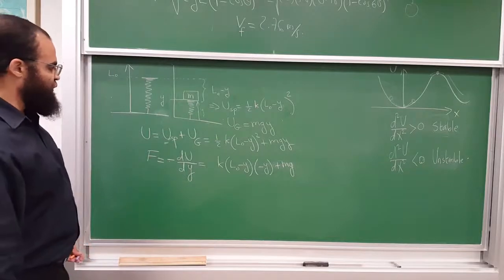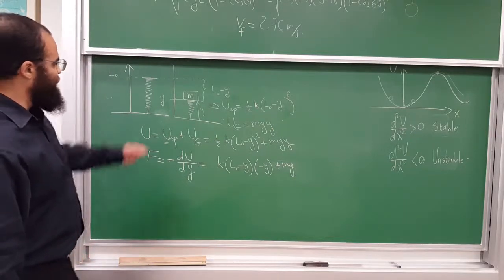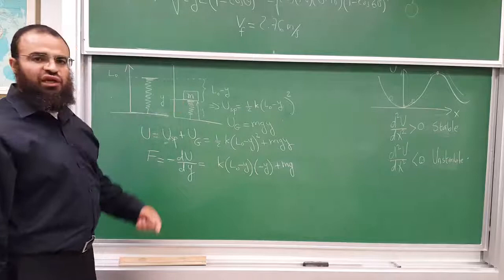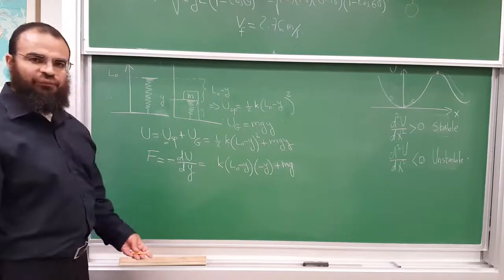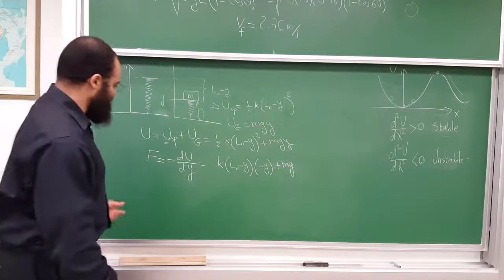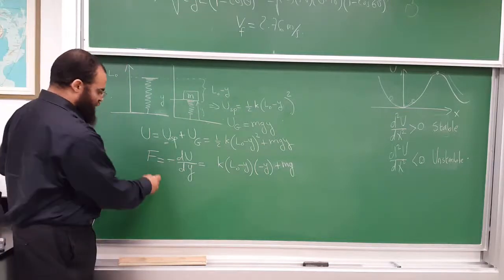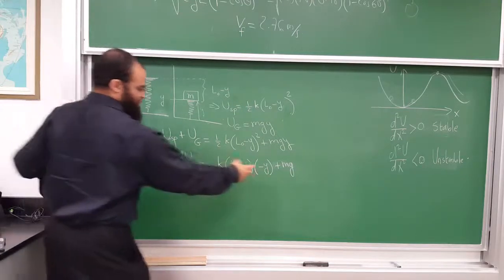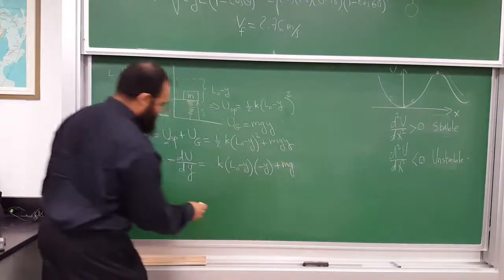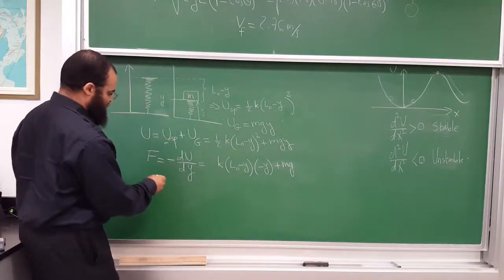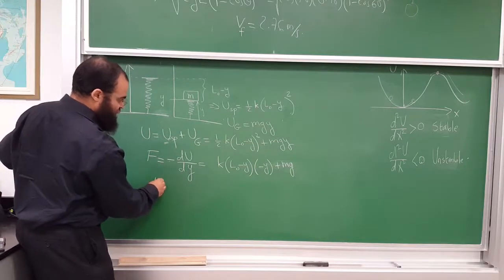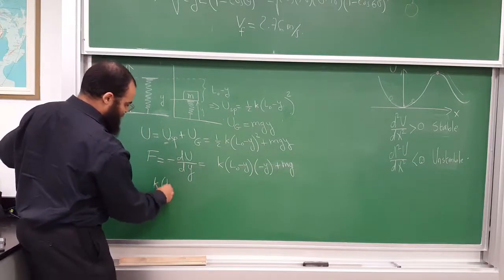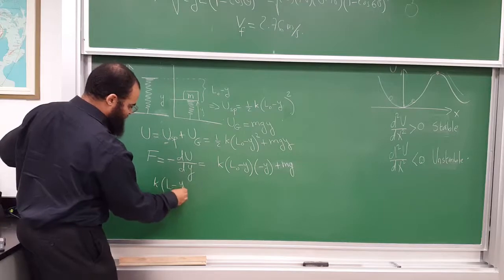And if I ask you, if this mass here is sitting in equilibrium, then the net force on this mass is equal to 0. So where is that equilibrium? If the net force is 0, then we have to set this equal to 0. So we will have this k, and then L0 minus y.